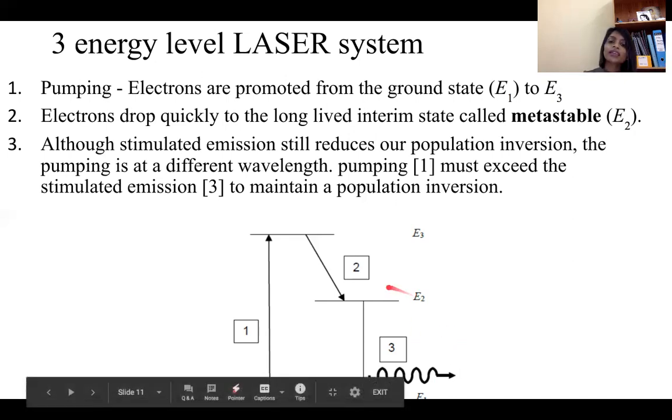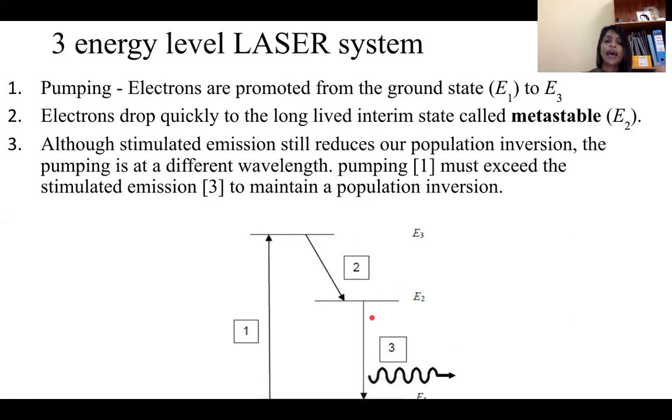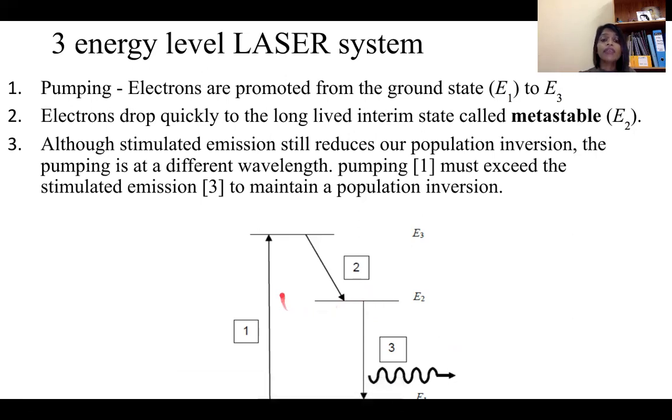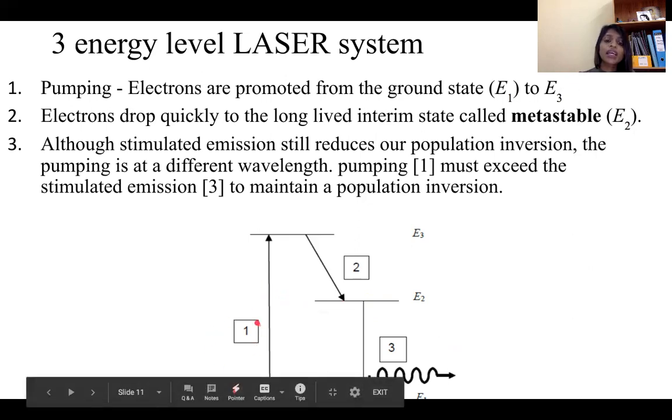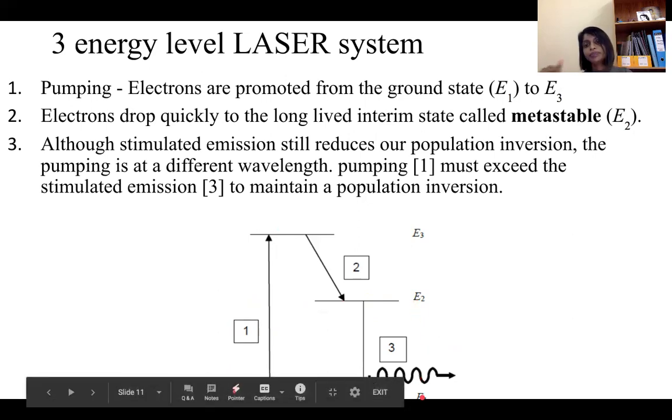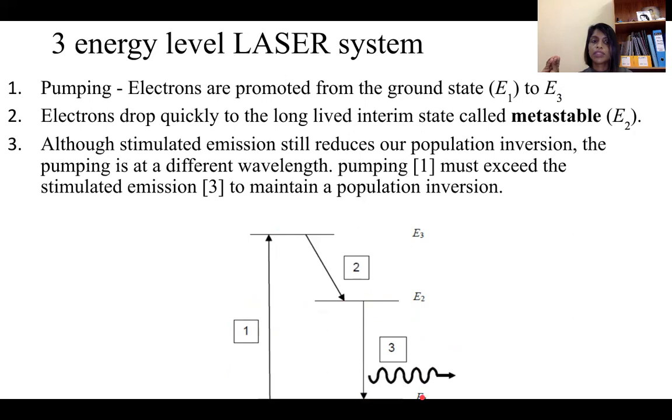Otherwise, all the electrons are spontaneously dropping down, they are stimulatedly dropping down, and we need to maintain population inversion if we want light coming out of the system. To maintain that, we need a higher rate of pumping. The pumping energy should be quickly absorbed by the electrons, and they go to the excited E3 level at a higher rate compared to electrons jumping from E2 to E1 via stimulated emission or spontaneous emission. Right.